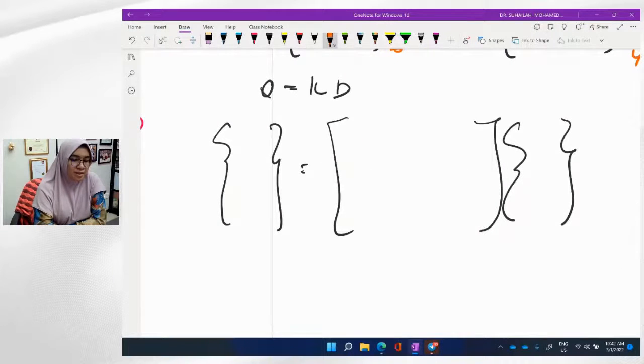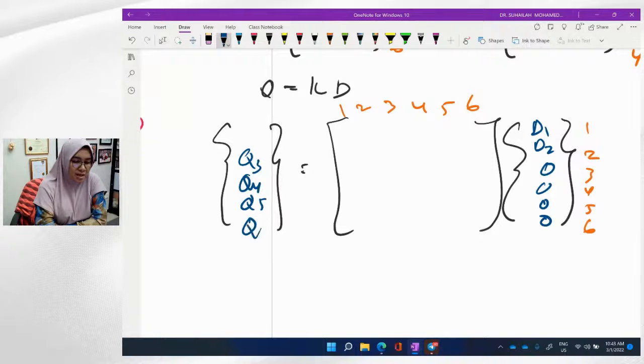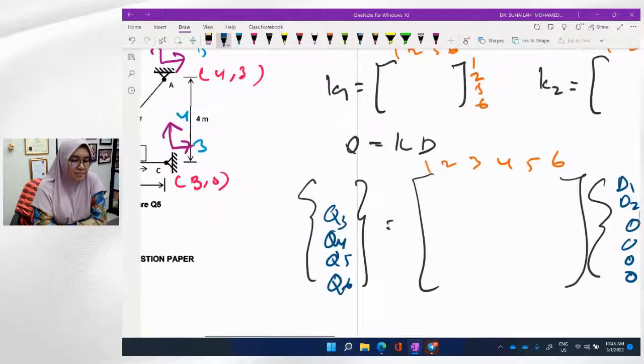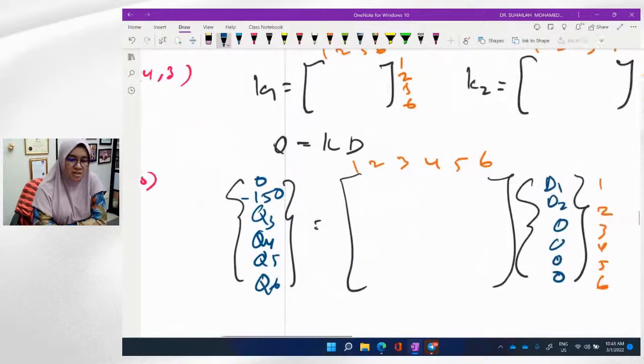So we have 1, 2, 3, 4, 5, 6. Okay, we have D1 and D2 as unknown displacement. So the rest are all zero. And we have Q3, Q4, Q5, Q6 as unknown reaction. And Q1 and Q2: there's no horizontal force at B, so Q1 is 0. Q2 is negative 150, opposite with sign convention.